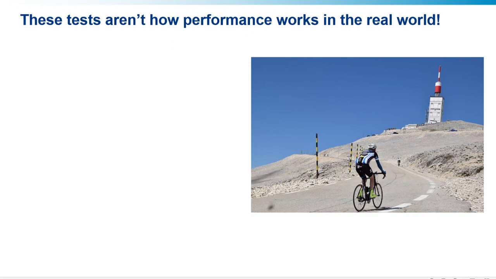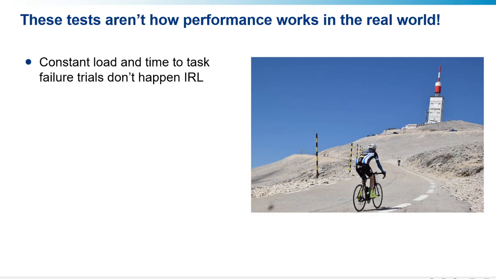Another criticism of the laboratory tests that we do is that these aren't how things work in the real world. So do they mean anything? And the obvious one is that constant load exercise and time to task failure trials don't occur in real life. That's not how sports performance works. I would argue that that's not necessarily true, because if you think about the mountain stages of a Tour de France, if you're shelled out the back of the peloton, I would argue that you failed the task of staying in the peloton. So you can measure the time that took you, and therefore that's a time to task failure trial.